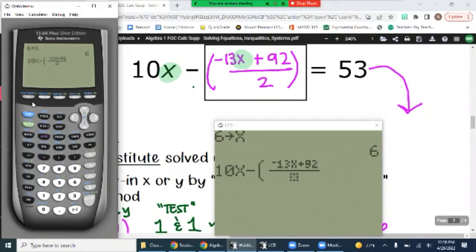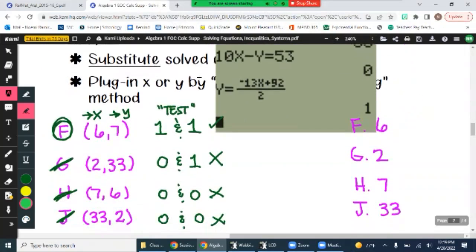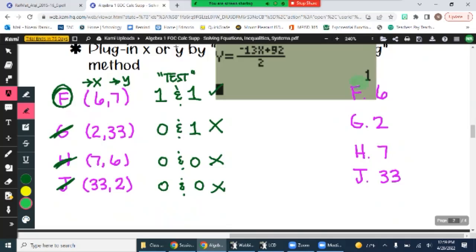Yes, question? This is what we did in intervention, correct? And then second math, enter with your 53 at the very end. Press enter. And that one's the one that gives you a 1. Okay. So F is our correct answer.